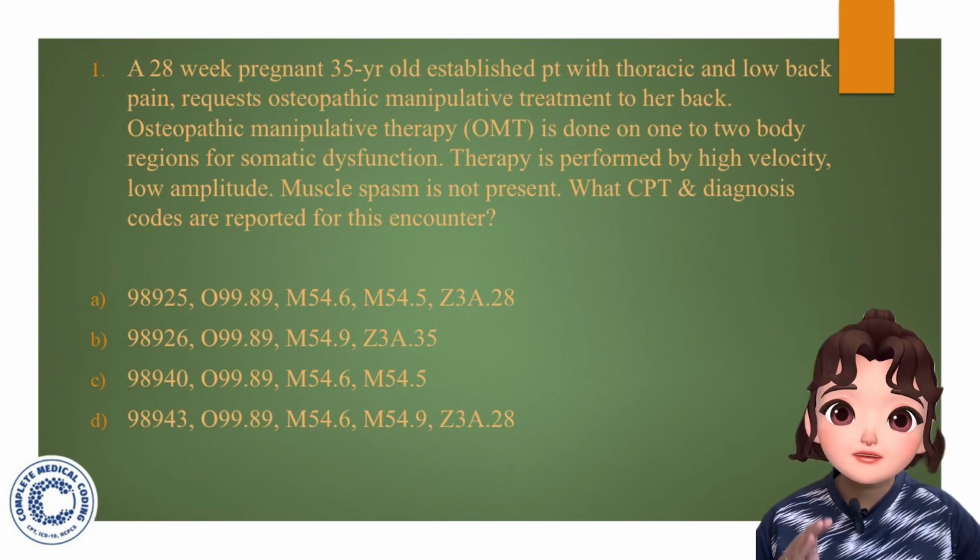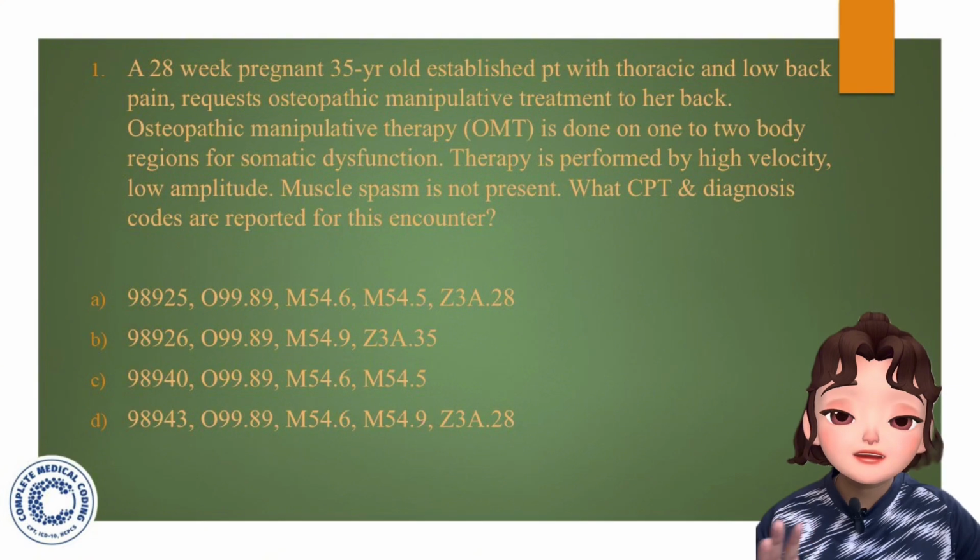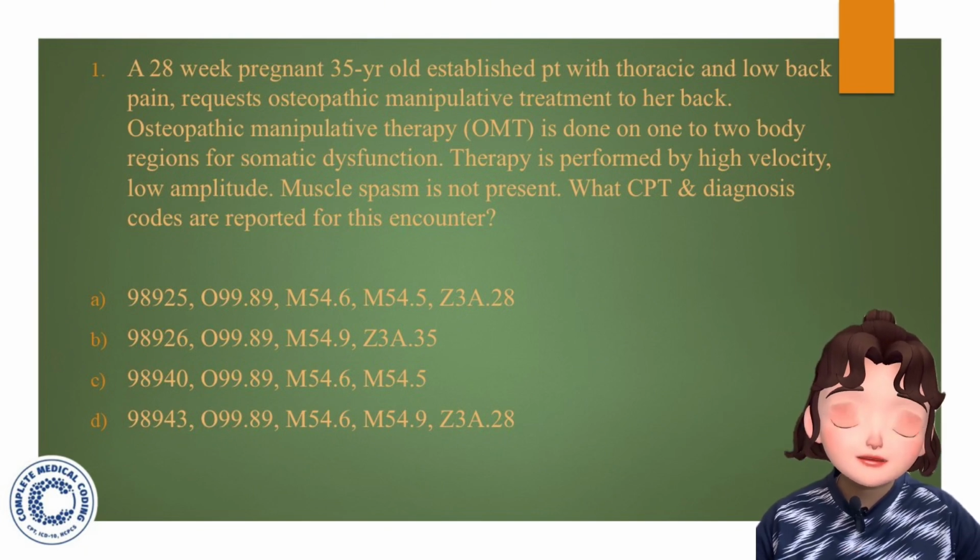So you have to now concentrate only on options A and D. So 2 options you have already skipped. Now when you check options A and D, see, the CPT code is only one. And what is the procedure done here? Osteopathic manipulative therapy. So only one CPT code, only one procedure is done here. That you have to find out.